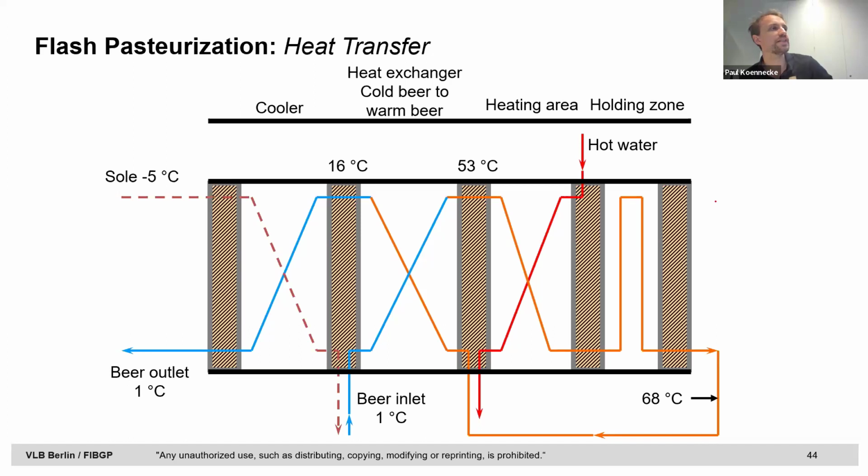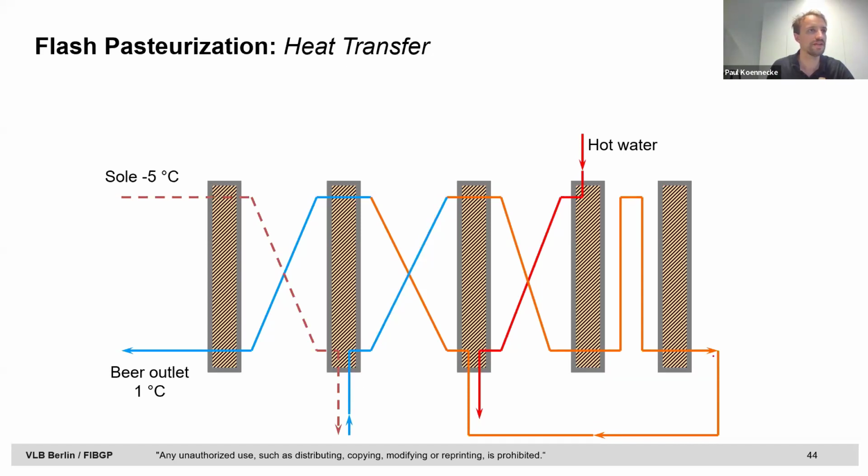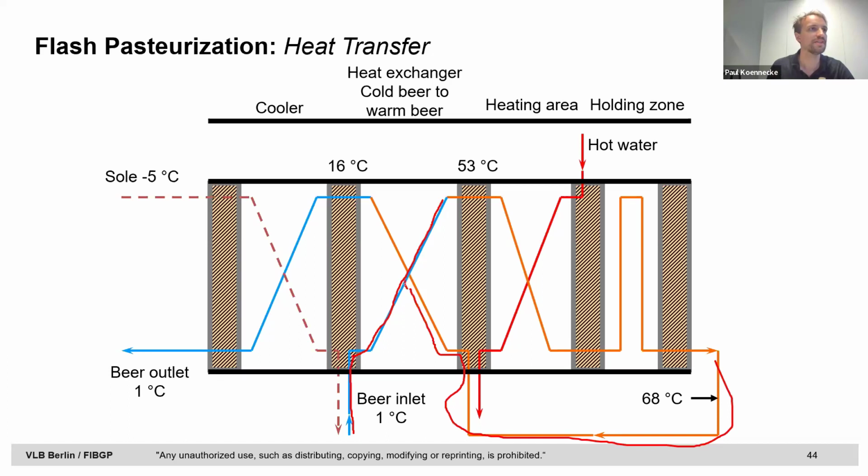So this is the basic construction of the heat transfer in a flash pasteurizer. So we see here we have a beer inlet at 1 degree Celsius, for example, and here happens this recuperation. So the beer is heated up by the beer which is coming from here through the heating area, and this beer which was in the heat holder is then giving its thermal energy to the beer which is going through the upheating for the pasteurization. This is basically why this is so effective in terms of energy consumption.